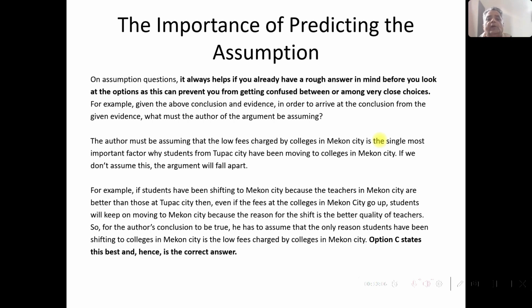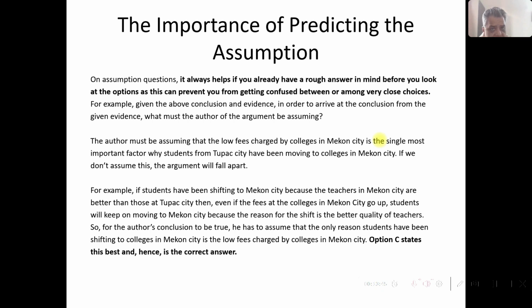On assumption questions, it always helps if you already have a rough answer in mind before you look at the assumptions, as this can prevent you from getting confused between or among very close choices. For example, given the above conclusion and evidence, in order to arrive at the conclusion from the given evidence, what must the author of the argument be assuming? The author must be assuming that the low fees charged by colleges in Mekong City is the single most important factor why students from Tupac City have been moving to colleges in Mekong City. If we don't assume this, the argument will fall apart.